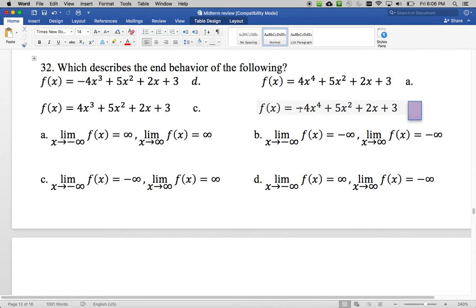Our last problem, we have a negative coefficient, so the right side's going down, and because it's an even degree, the left side is also going down. So option B has both sides going down.